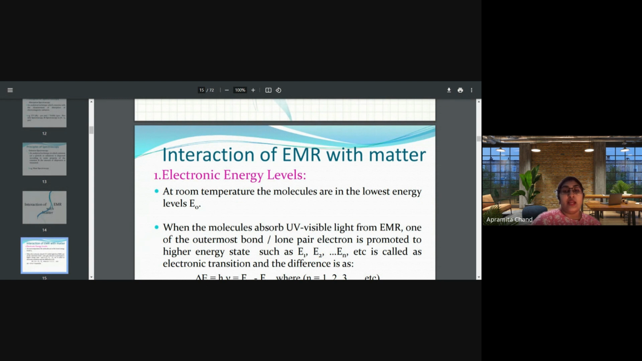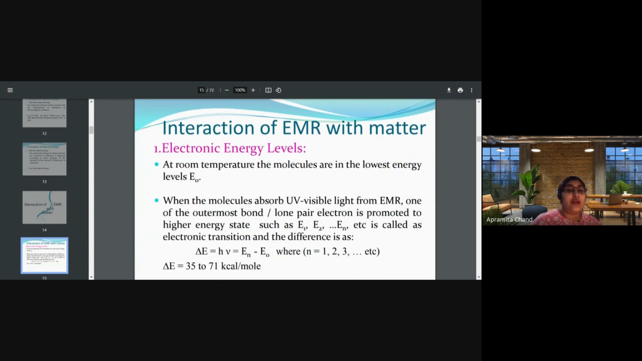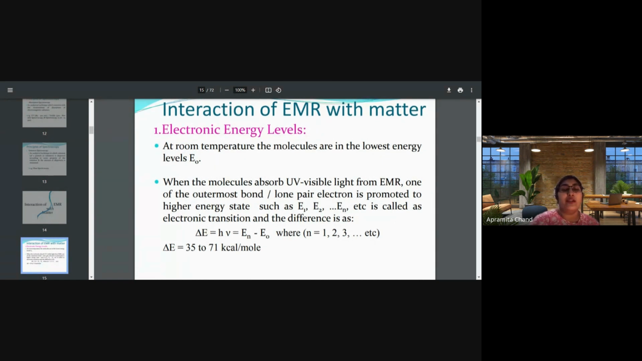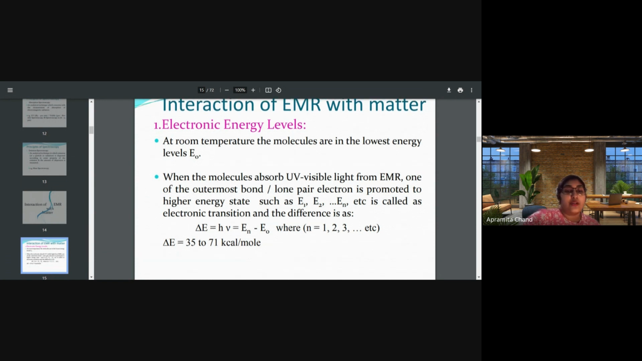Now, as we've discussed in absorption spectroscopy, in UV visible spectroscopy, what is happening? We have talked about electronic energy levels. How are they behaving when absorbing UV visible light? At room temperature, usually the molecules are in the lowest energy level, let's say E0. When the molecules absorb light from the radiation, one lone pair or outermost loosely bound electron gets promoted to higher energy states, like E1, E2. Whenever this happens, it is known as an electronic transition.